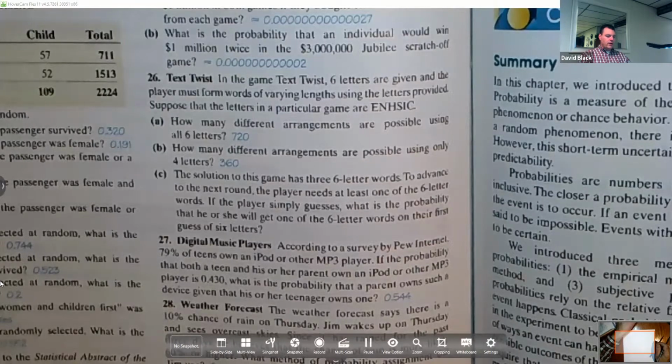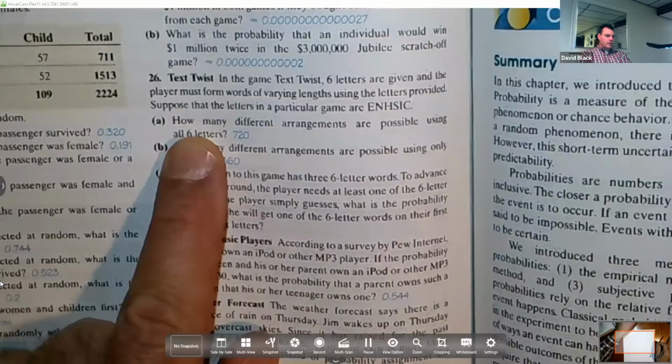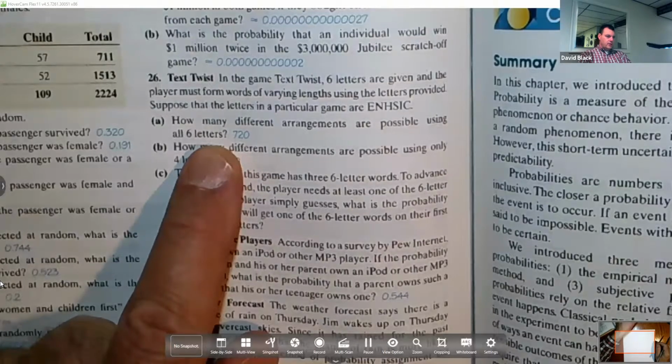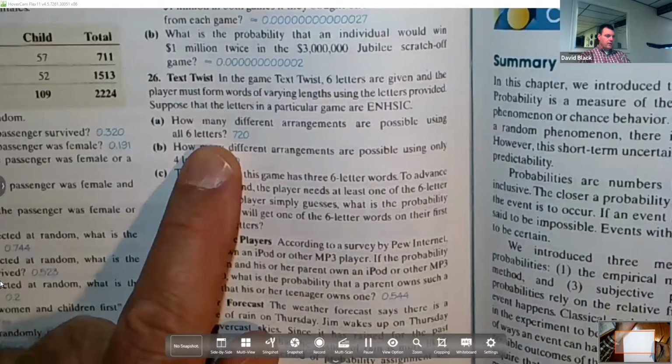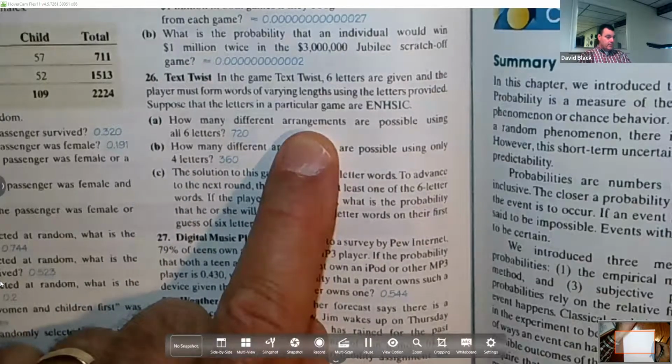Okay, hopefully what you're thinking is that's a how many problem, and you're asking if repetition is allowed. Well, what is it in this problem that tells me that repetition is not allowed? We're using all 6 letters. And then the second question is, does order matter? This problem says how many arrangements.